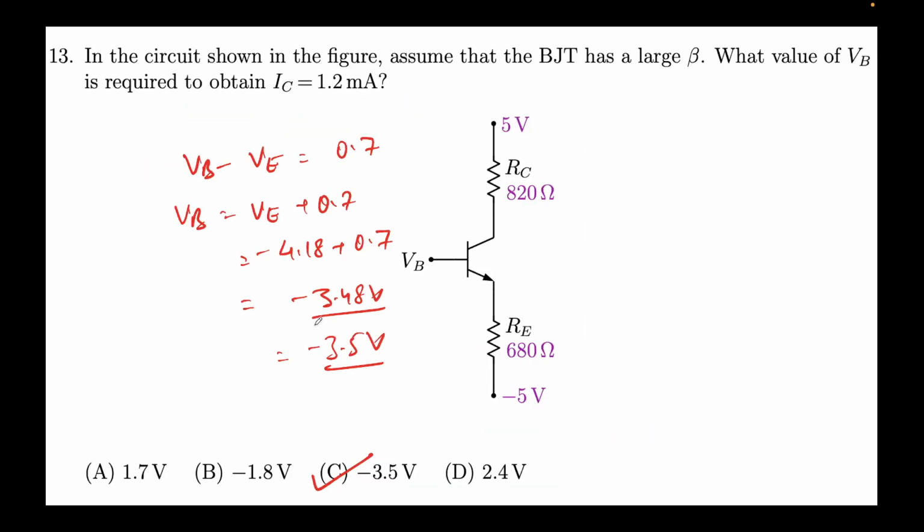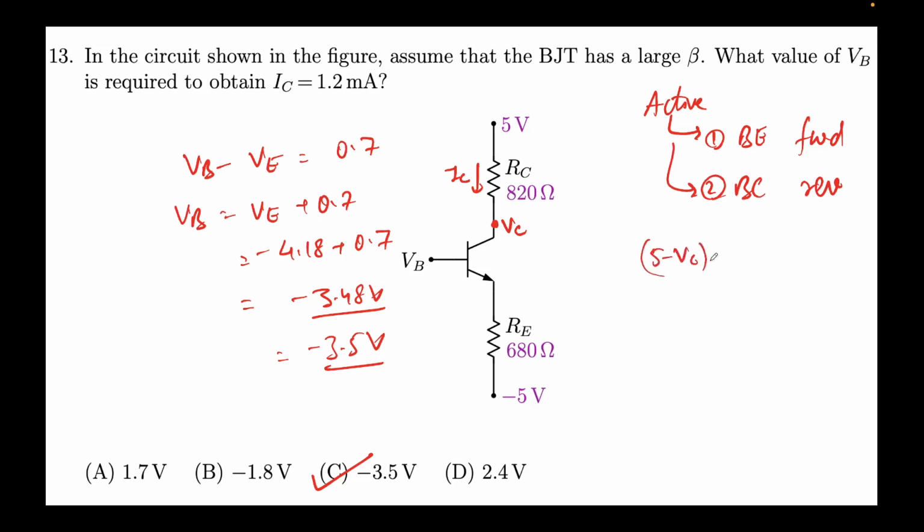While we are at it, let's do this exercise here also, because as I emphasize, this is good practice. So for active, base emitter should be forward and base collector should be reverse, right? So this means we need to find the value of VC here, and this is the value IC. So I'll again write Ohm's law across this resistor. 5 minus VC equal to IC times RC. This will give me VC equal to 5 minus IC RC. So 5 minus 1 milliamps times 820. This is 5 minus 0.82. This will come out to be 4.18 volts. So VC is coming out to be now 4.18 volts.